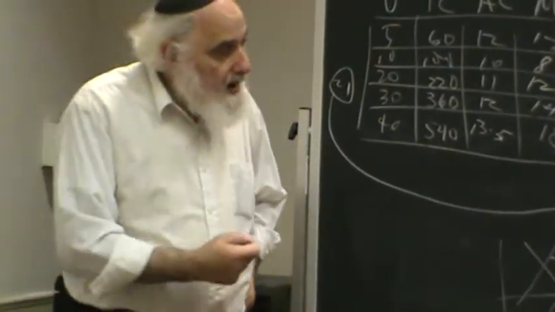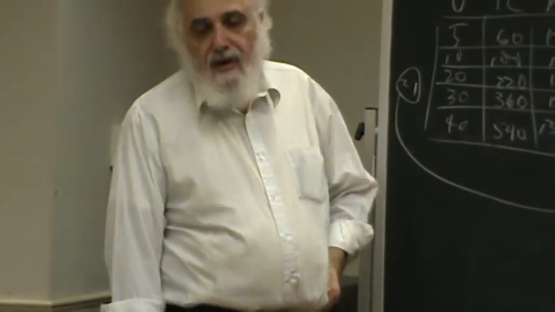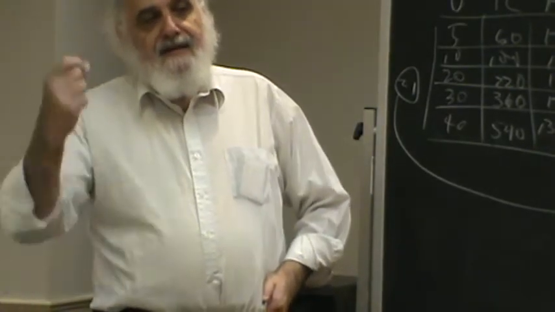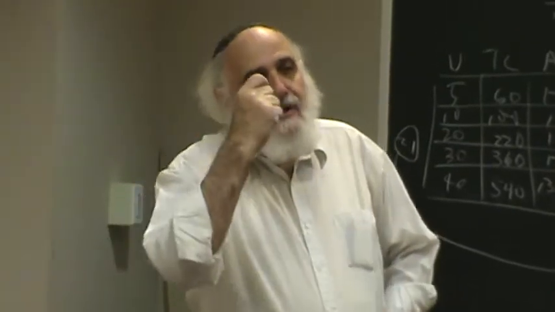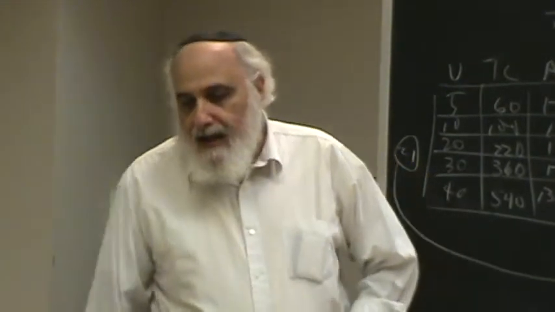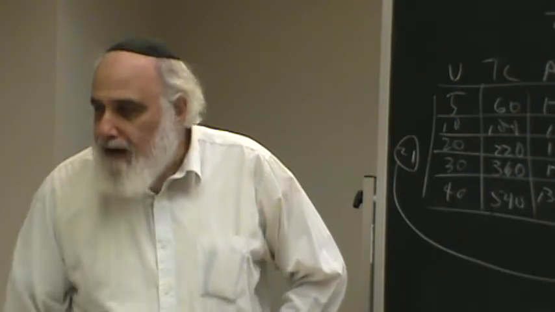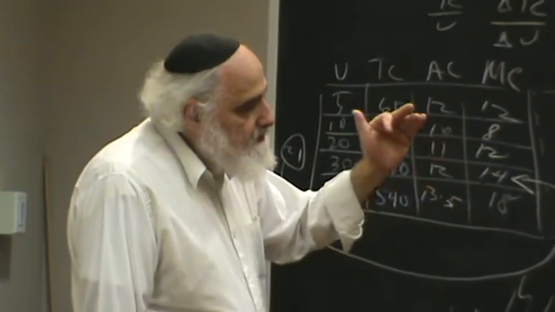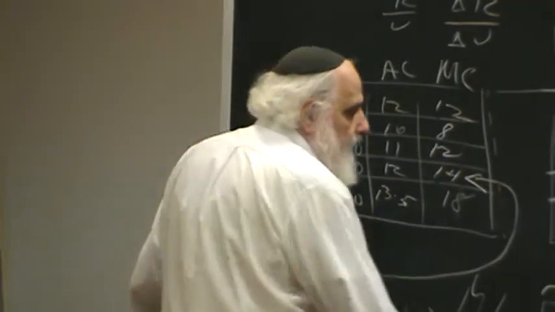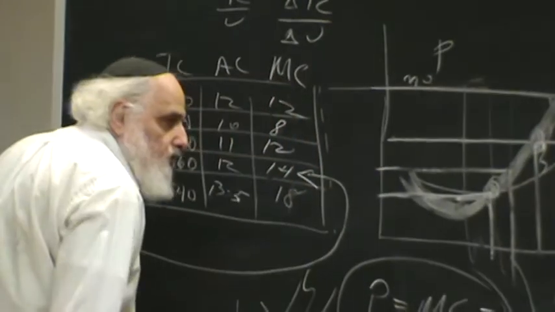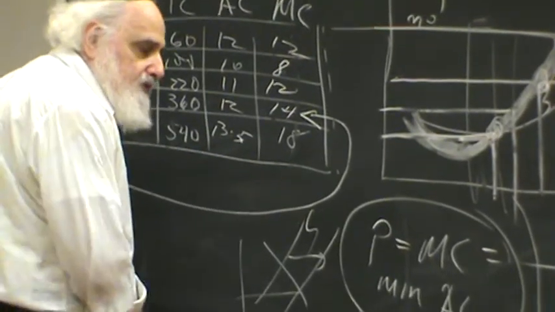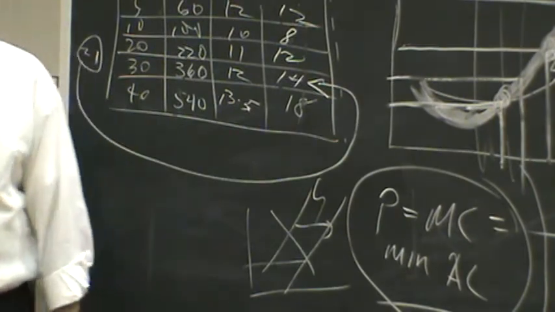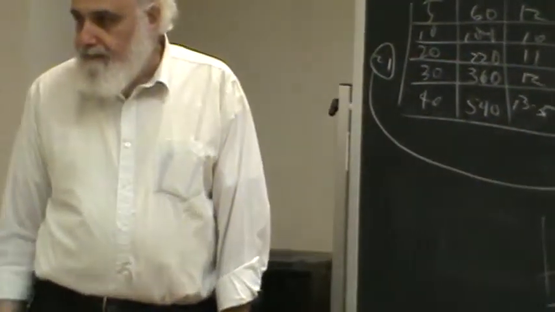So in the short run, he sets price equals marginal cost. But in the long run, he sets price equal marginal cost equal minimum average cost. He comes all the way down to the bottom of the average cost. So the short run equilibrium is price equals marginal cost, and the long run equilibrium is price equals marginal cost equals minimum average cost. This is the situation under perfect competition.